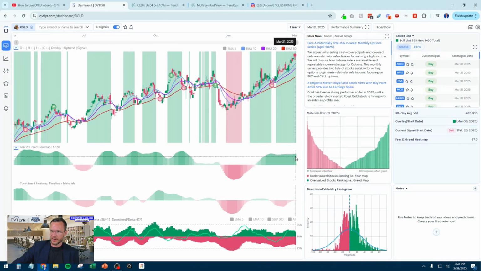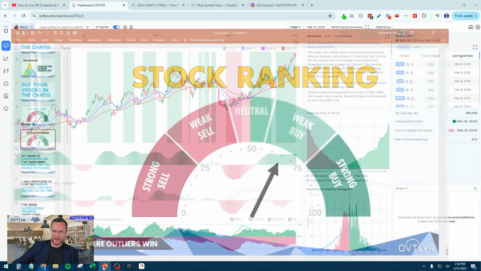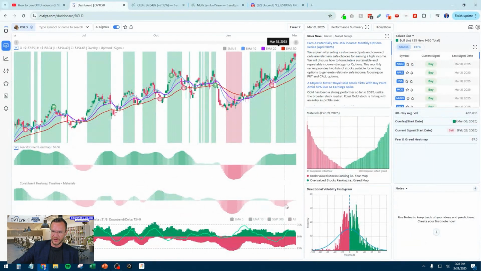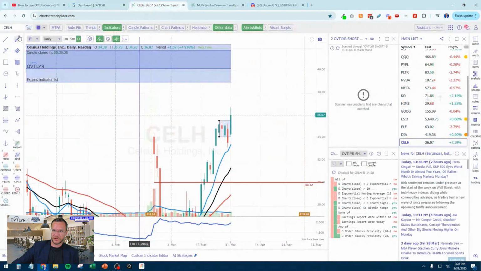It's up here right around 67 on the fear and greed. So that's going to put it right in about the same spot on the greed values. You've got a neutral on the material sector. Let's go look at the chart real quick on RGLD.